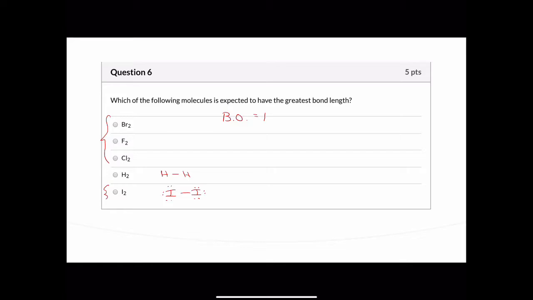So if they all have the same bond order, how would I know which one is going to have the greatest bond length? Well, you would remember that bond length is related to atomic size, in that the greater the size of the atom, the longer the bond length, because the atoms are going to be further and further apart. So which one of these has the largest atom? Iodine, I2. There's the answer.